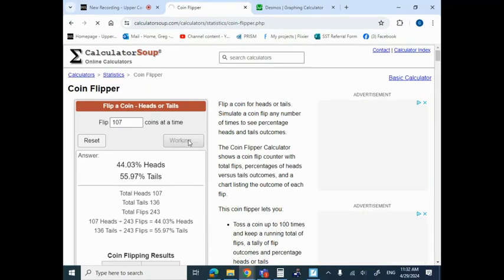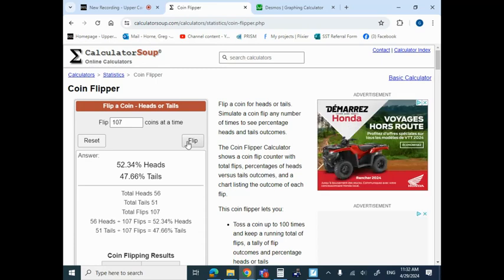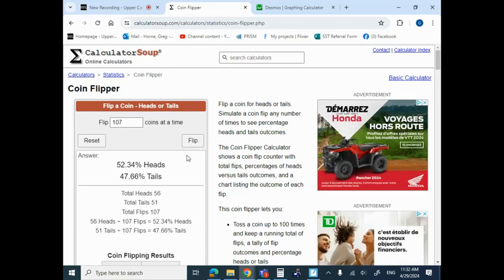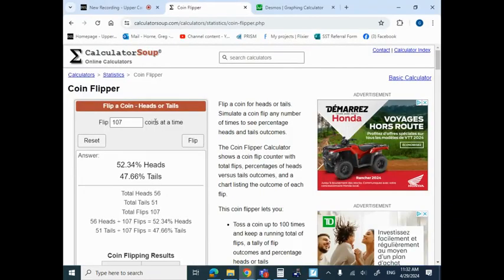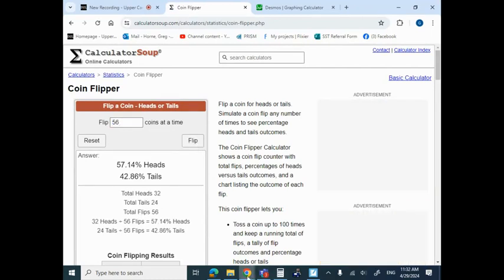And then 107, flip. One of the things that people were surprised at in class is how few trials it took in order to end up with no coins. A lot of people were done after five flips, but let's just see what happens here for us. So from 107 we end up at 56, and then redo this at 56, end up with 32.